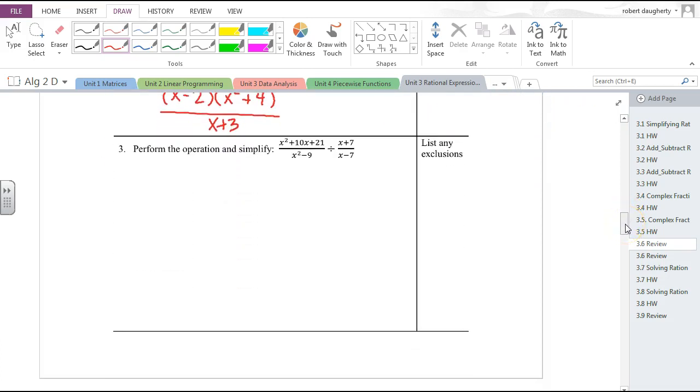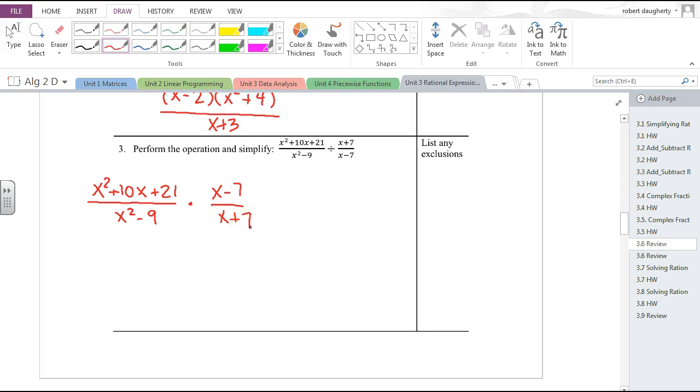Problem number 3, I see a division. First step in a division problem, turn it into multiplication. So this is x squared plus 10x plus 21 over x squared minus 9. Multiply, so I'm going to multiply by the reciprocal. So it's x minus 7 over x plus 7.